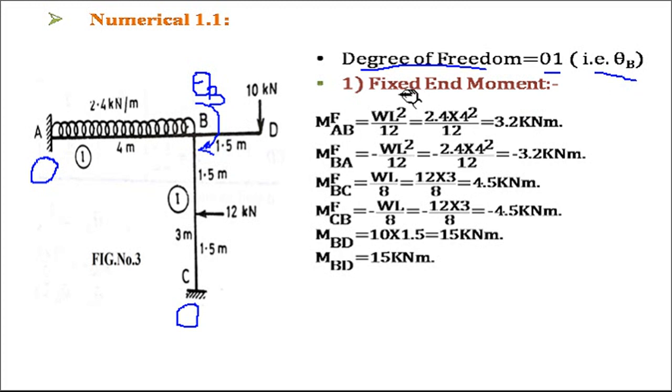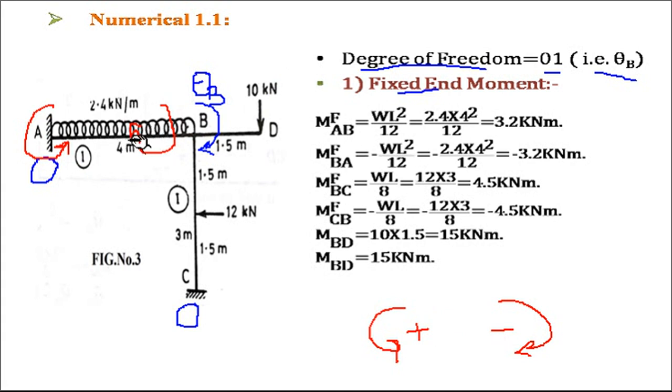Now next step is to find out the fixed moment. Fixed moments are the moments which resist the load. Now here the load is acting in downward direction, so the fixed moment in member AB will act like this, and for member BA it will act like this. So here the sign convention: anti-clockwise is positive and clockwise is negative. So the fixed moment in member AB will be positive, and the fixed moment in member BA will be negative.